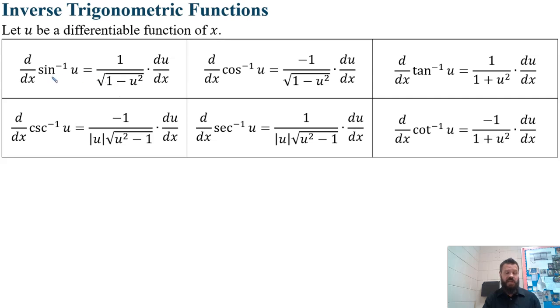Sine inverse, derivative of sine inverse of u would be 1 over square root 1 minus u squared. And then again, if u is some other function, we'd multiply by its derivative. Cosine inverse is just the negative of that, which kind of matches with our normal sine and cosine. And the derivative of tangent inverse is just 1 over 1 plus u squared times du over dx, for whatever this u is here.